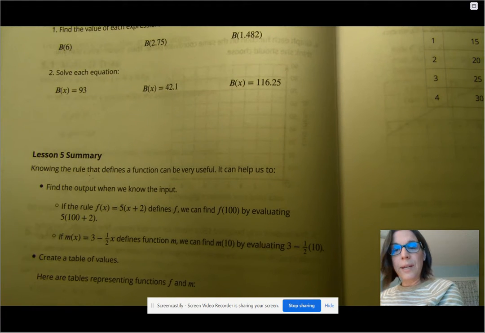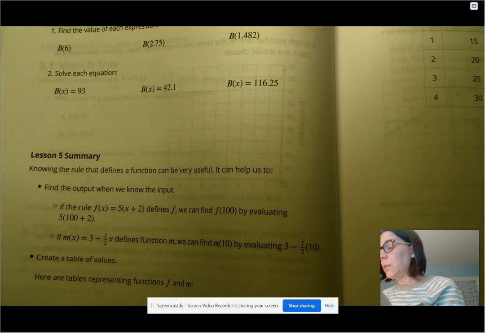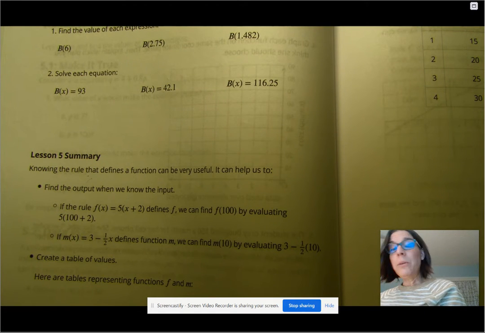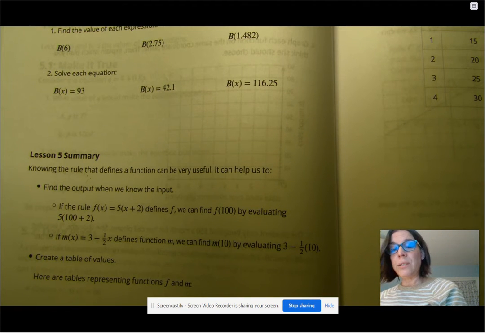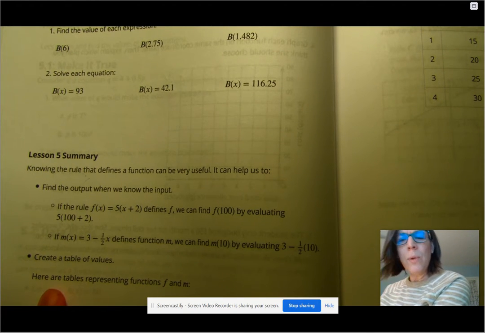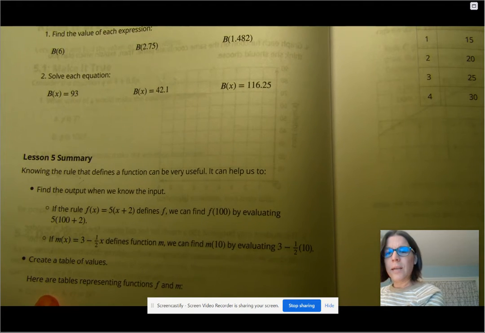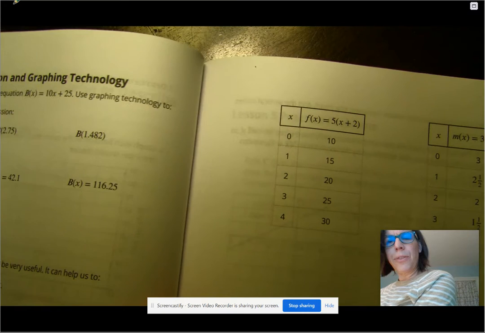Okay, so if you know how they're connected, so if we have the rule f of x equals 5 times x plus 2, if that defines f, then we can find f of whatever for that function, meaning we know what the machine is doing, so we can plug anything in there and predict or know what it's going to make. And one way to really keep track of that is a table of values. So they do that over here, and I just wanted to add a third.